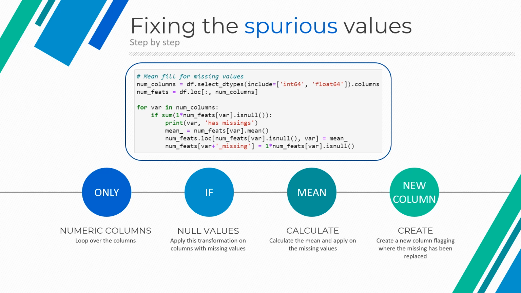What we do is check if there is any missing value in a particular column by summing the number of nulls. Just for your reference, isnull returns a Boolean vector, but Python has the capability when summing a Boolean to consider True as 1. So if the result of the sum is greater than 1, we apply the following. We calculate the mean of the column, we apply the mean to the cells where any are missing, and we create a Boolean column to flag the missing values that are added as replacement.